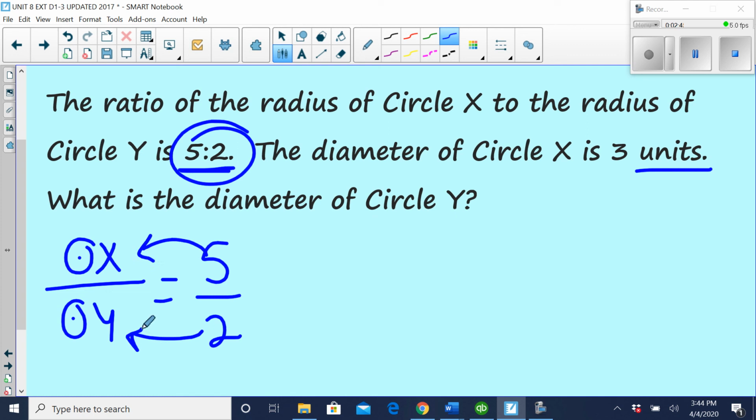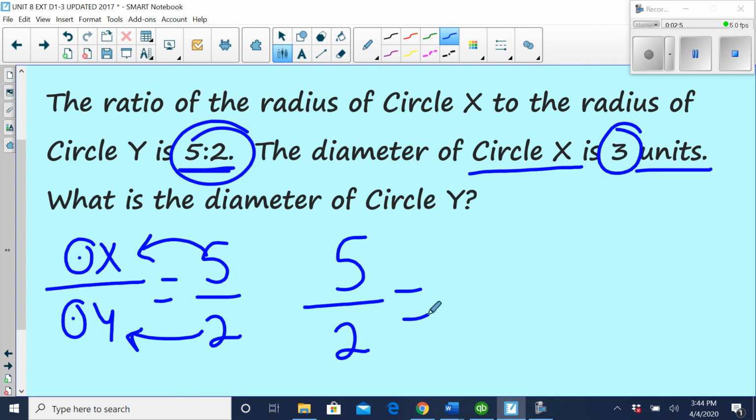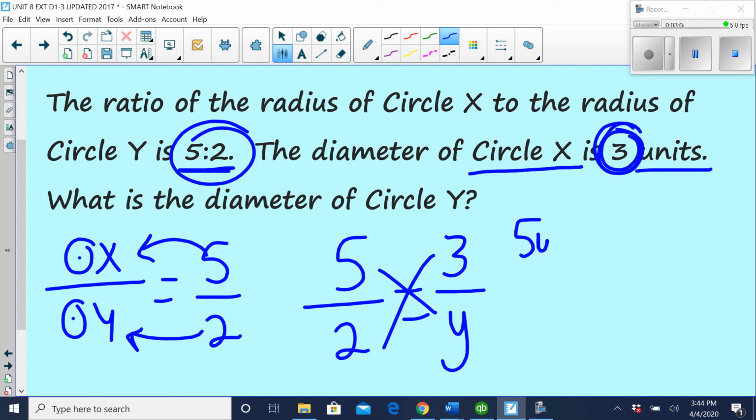So on the next part, it says the diameter of circle X is 3. That means if I start with my 5/2, circle X is 3, X we had on top, so 3 goes on top. I could technically put Y on the bottom if I don't want to use X and make it confusing. And then how do I solve my proportion? I'm just going to cross multiply. Here I end up with 5Y is equal to 6. And if I divide by 5, I'm going to get 6/5, or 6 divided by 5 is actually going to leave me with 1.2. And I could label it units if I wanted to.